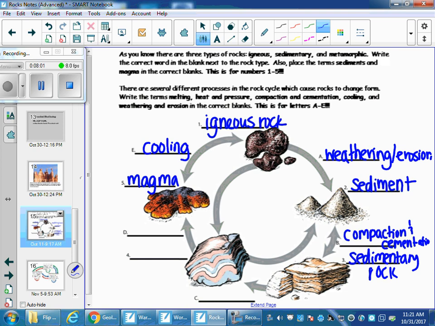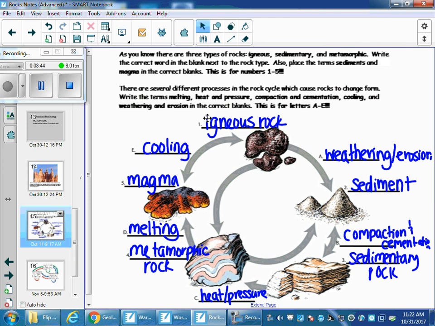Okay, compaction and cementation. It's hard to read that one, but basically it's getting squished together and kind of glued together. That's sedimentary rock. Now, over time, depending on where the rock is at, it will experience some heat and pressure. And when it experiences that heat and pressure, we create something called metamorphic rock. When rock gets dragged down deeper into the mantle of the earth, it will melt. And when it melts, it creates magma, and then this whole cycle begins again.